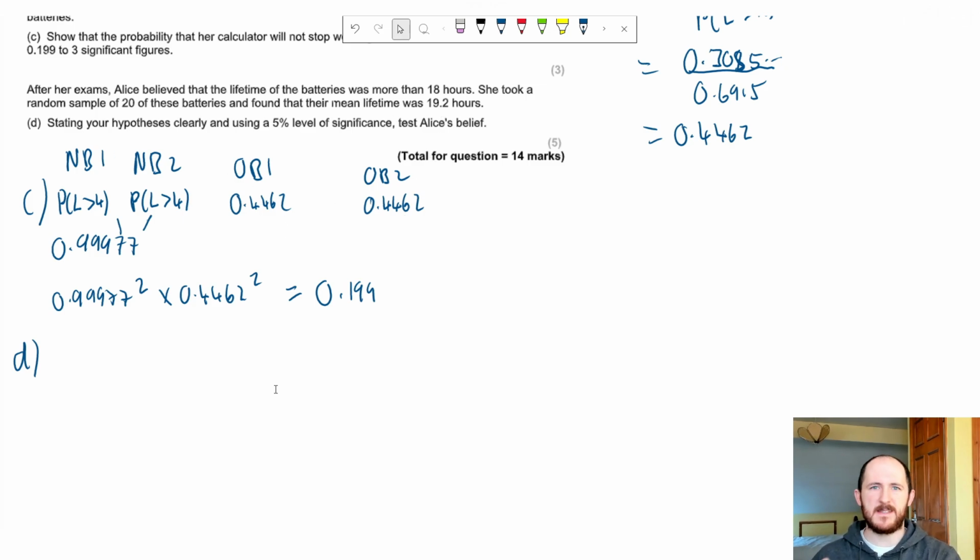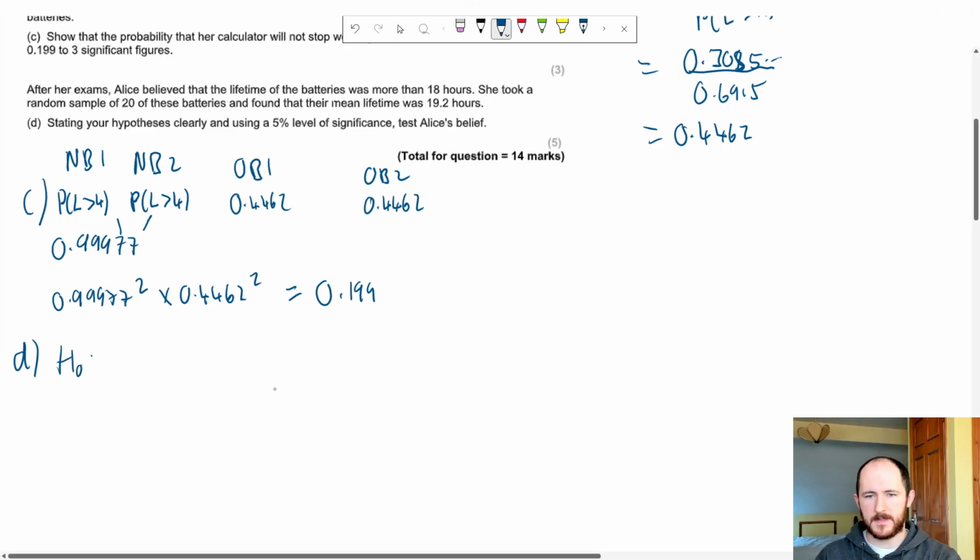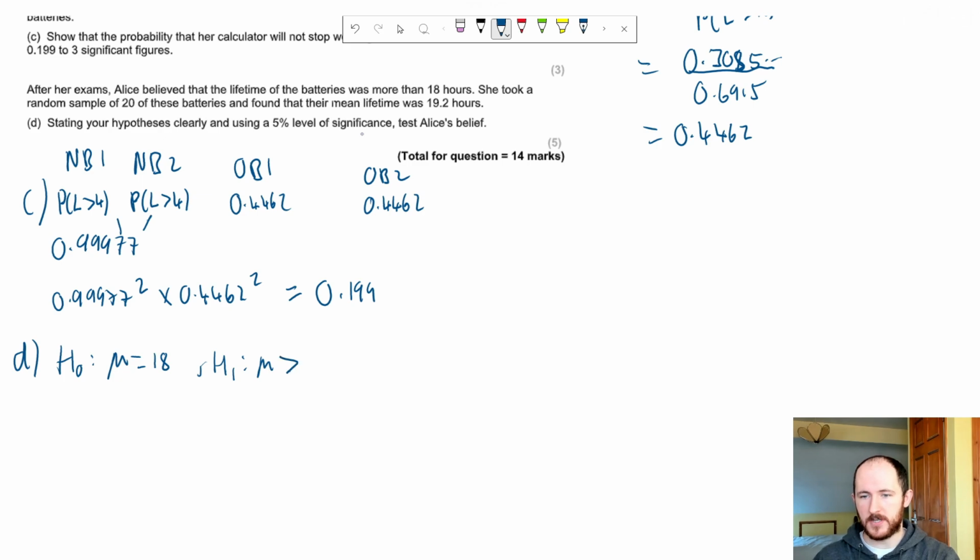So again, this is very similar to the hypothesis testing from binomial. The first step is always to write your hypotheses. H0 is the null hypothesis. This is what we're going to assume to be true initially, which is that our mean is equal to 18, because that's our pre-established mean. And our alternate hypothesis, she believed that the lifetime should be more than 18, which means the average lifetime should be more than 18, according to what she said. She takes a sample of 20 and finds their mean lifetime was 19.2.